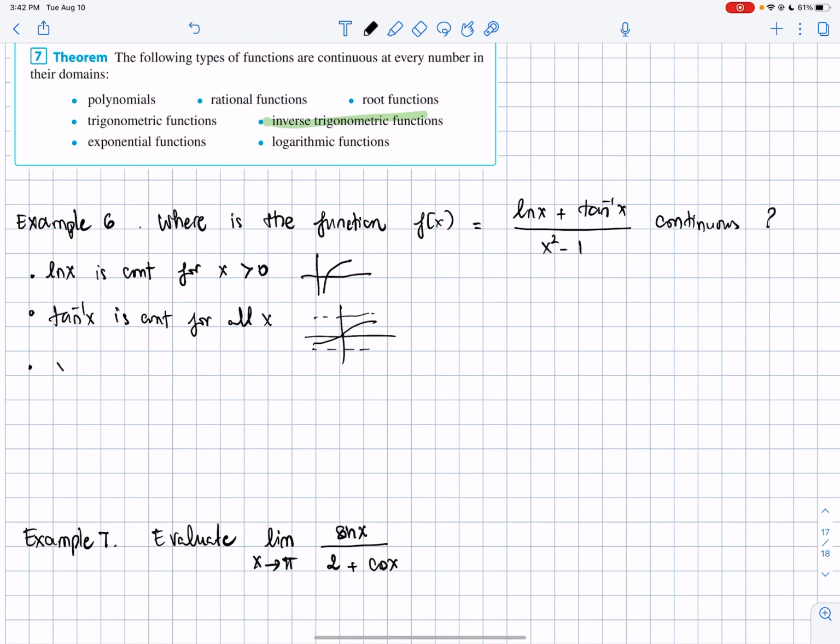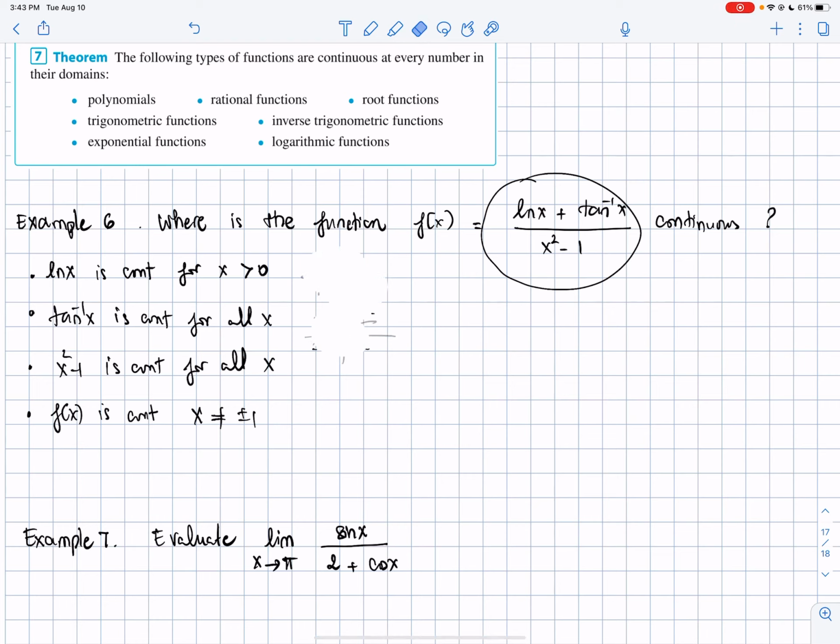And then x squared minus 1 is a polynomial, so it is continuous for all values of x. Now we have a rational function f of x, which is the whole thing. The domain of f of x is continuous except for x not equal to plus or minus 1.